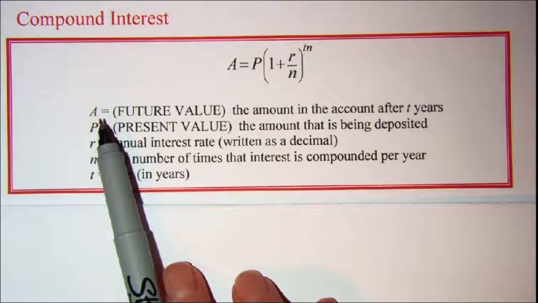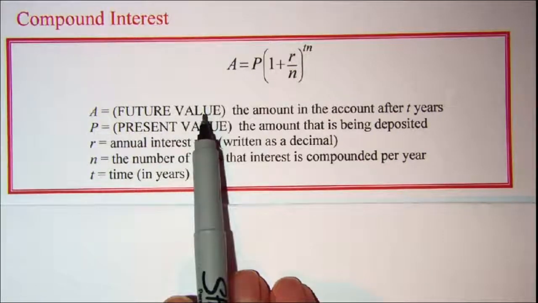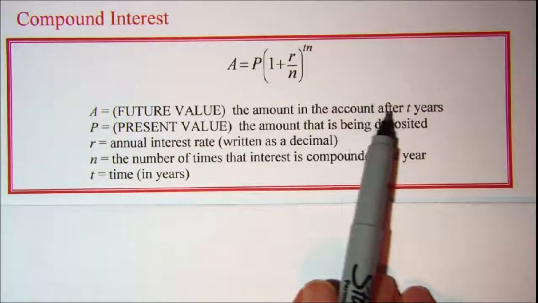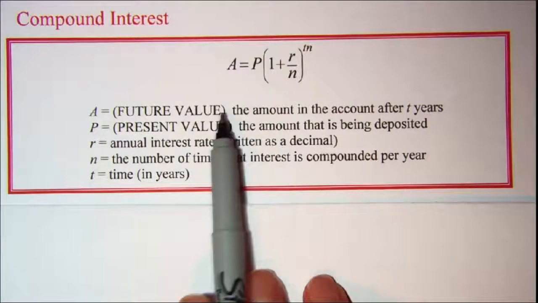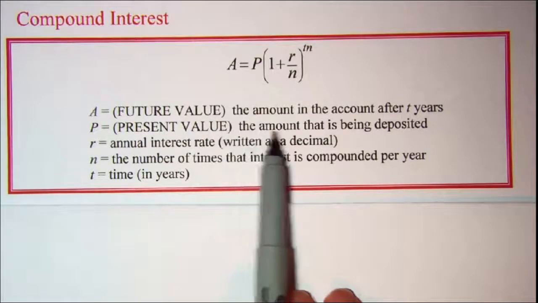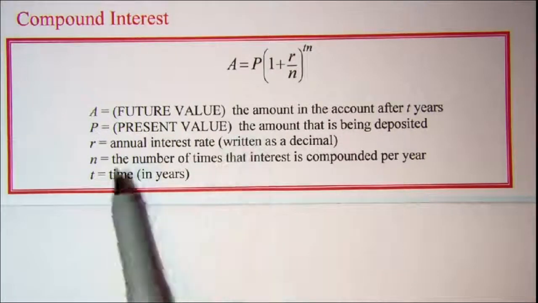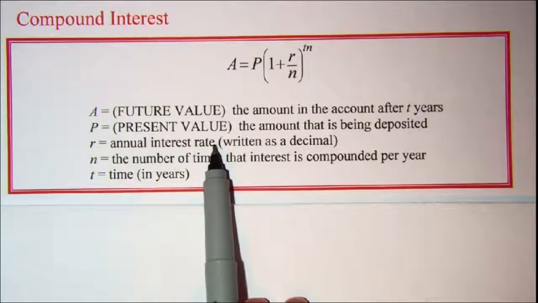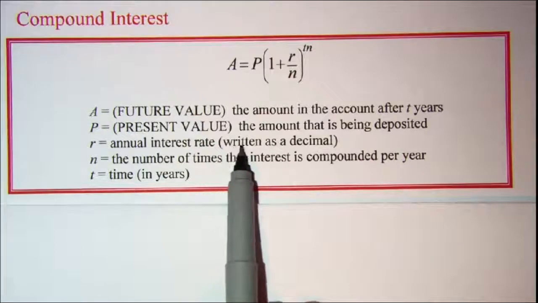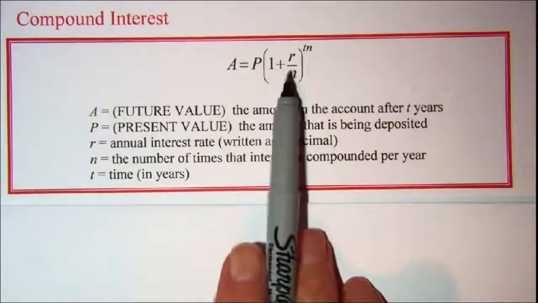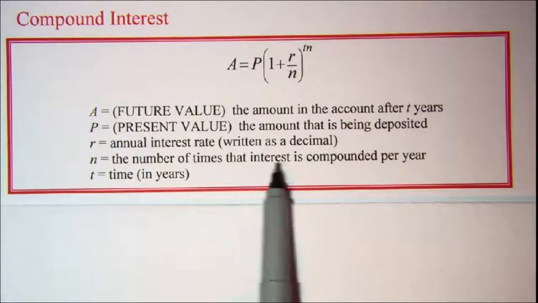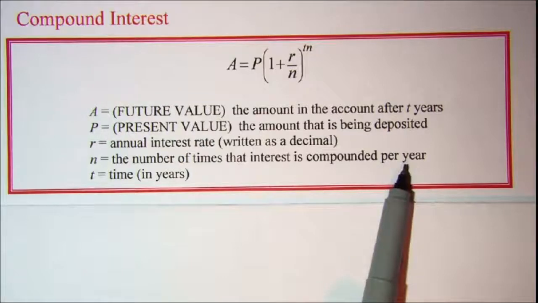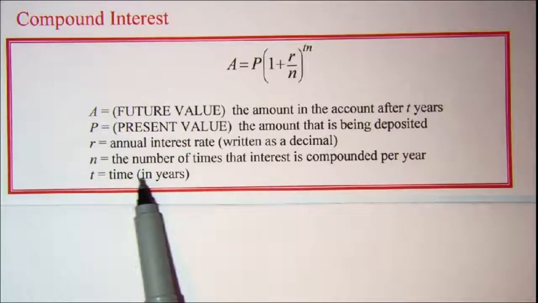The A in the formula is the future value, or the amount in the account after T years. The P in the formula is the present value, or the amount that's being deposited. R is the annual interest rate, and usually it's given as a percent, so it needs to be written as a decimal when we use it in our formula. N is the number of times that the interest is being compounded per year. T is the time in years.